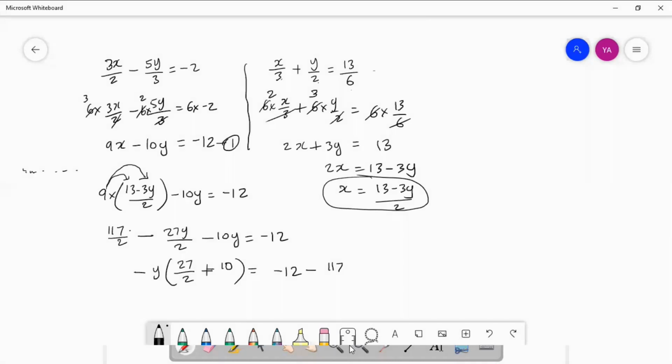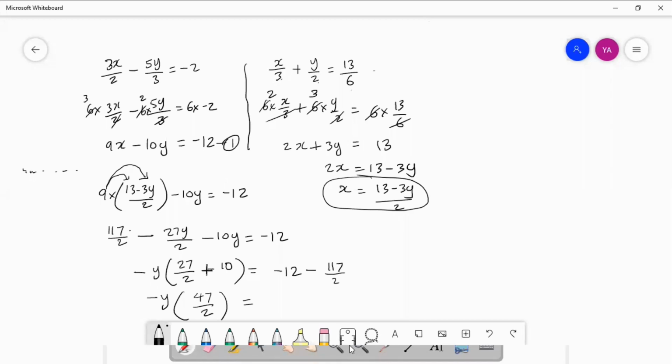In the next step, we move minus 117 by 2 to the right side, so it will become minus 117 by 2. And then we can reduce inside the bracket. So minus y into (27 by 2 plus 10). 10 you can write as 20 by 2. Then you add and get 47 by 2. Then it's equal to minus 12 minus 117 by 2.